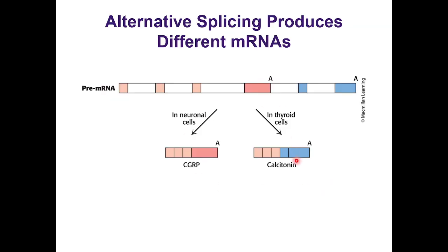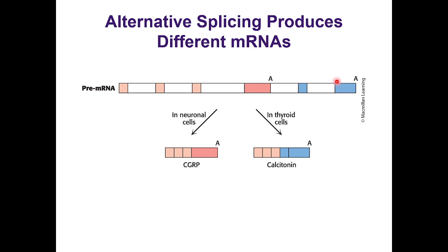Okay, so here we have alternative splicings. They're going to produce the different mRNAs. We have our pre-mRNA right here. And so in neuronal cells, because of how it binds to this RNA, what you have binding to it, you'll have different splice sites that are available to bind to, right? And so what you'll end up getting is different splicing in the neuronal cells versus the thyroid cells. And so you end up with CGRP in the neuronal cells. In the thyroid cells, you end up with calcitonin. And that's from the exact same pre-mRNA.